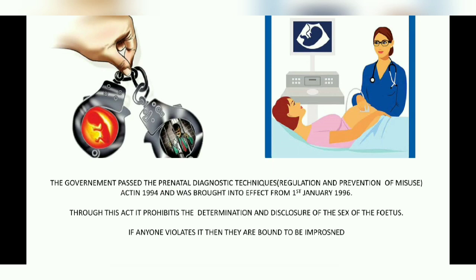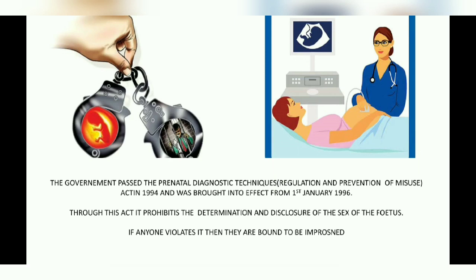Like the Dowry Prohibition Act, the government also brought about another act. The government passed the Prenatal Diagnostic Techniques (Regulation and Prevention of Misuse) Act in 1994. According to this act, any medical institute or hospital involved in determining or finding out the sex of a child would be imprisoned. Even though these acts and laws have been implemented in the Indian society, these things are still going on on a very large scale.